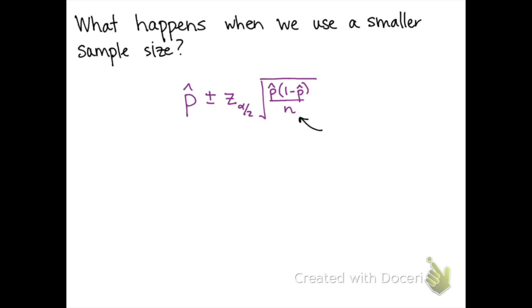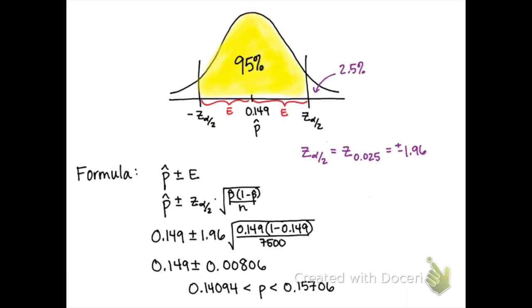If we want our margin of error to be a certain size, then we can solve this margin of error formula for n in order to determine how many people we would need to sample to achieve that margin of error. The margin of error in this example was very small, less than 1%, 0.00806. Let's say we were okay with having a margin of error of 1%. How many people would we need to sample to keep our margin of error at 1%?